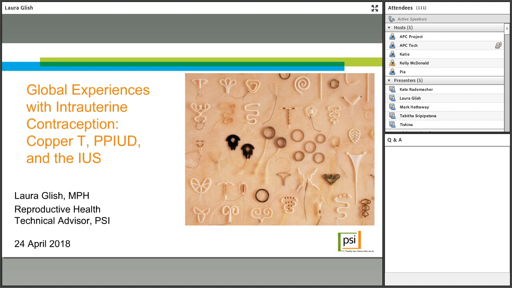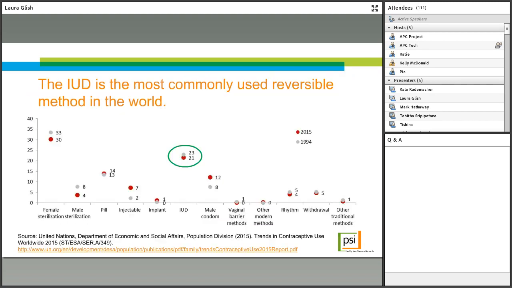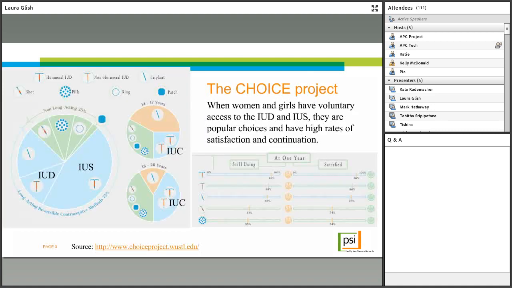So I'd like to finish us off with some global experiences with intrauterine contraception, which includes the copper T, which I'll refer to as IUD, PPIUD, which is the postpartum IUD, and the IUS. It might surprise some of you to learn that the IUD is actually the most commonly used reversible method in the world. This is second only to female sterilization among all methods and has been fairly constant over the past 20 years. A large factor in this is high use in China, which obviously has a very large population, but it is also the most common method in several other countries in Asia and also Egypt.